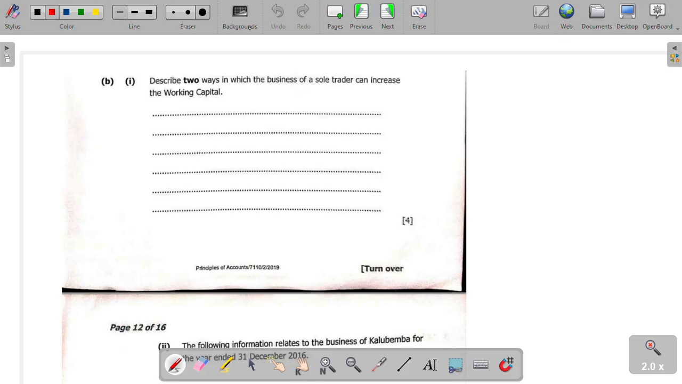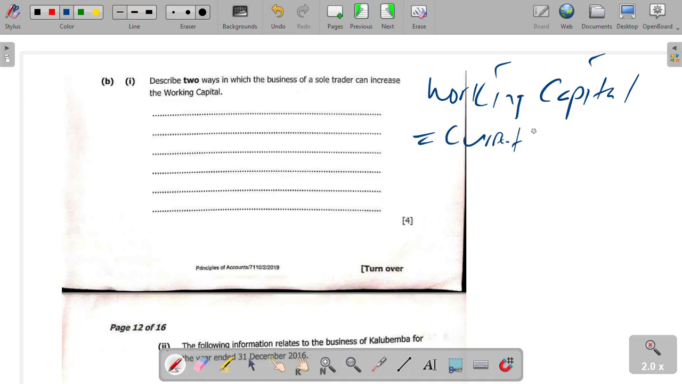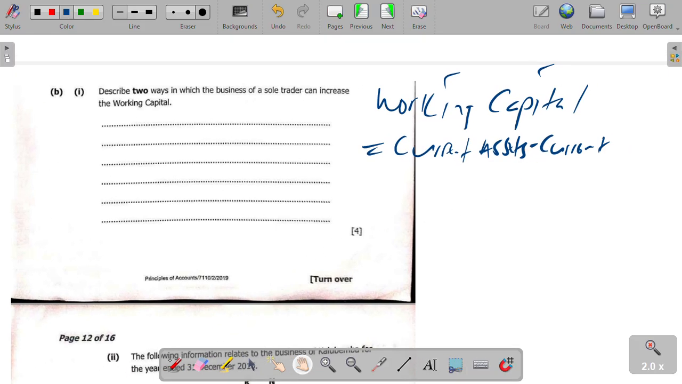So working capital, you have to know that working capital is defined as, let me just get my pen, my blue pen. Working capital is equal to current assets minus current liabilities. Okay, so this is working capital. Now we want to increase it. How do we do it?